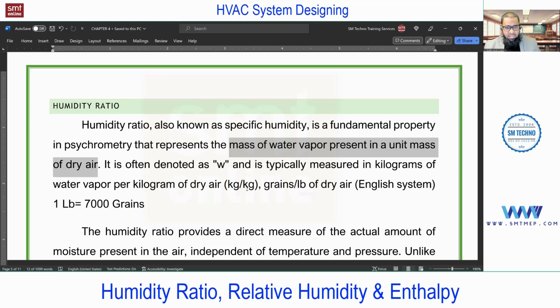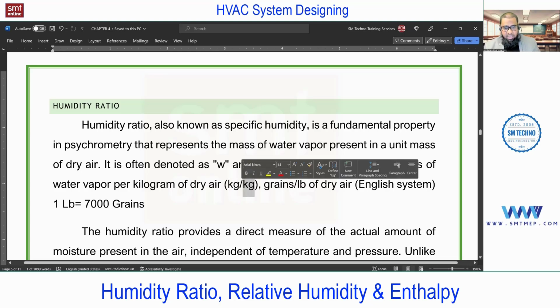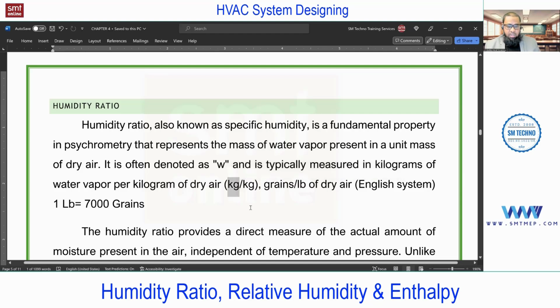So in case of the metric system, we are measuring kg per kg of dry air. This kg is air and this kg is moisture. Or else you can use the term grams per kg, not grains. Grains is different. Grams, I'm talking about grams. The unit can be grams per kg of dry air. So 1 kg dry air, in that say 200 grams. So the unit can be grams per kg of dry air, or the unit can be kg per kg of dry air. This kg is moisture and the second kg is air.